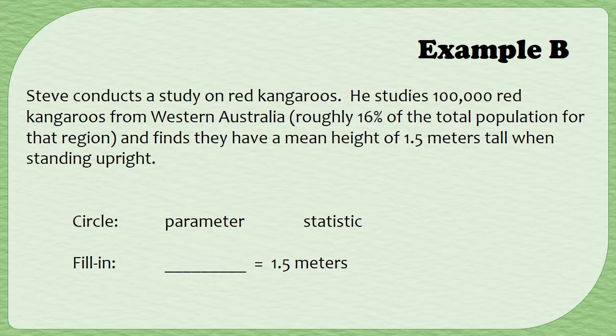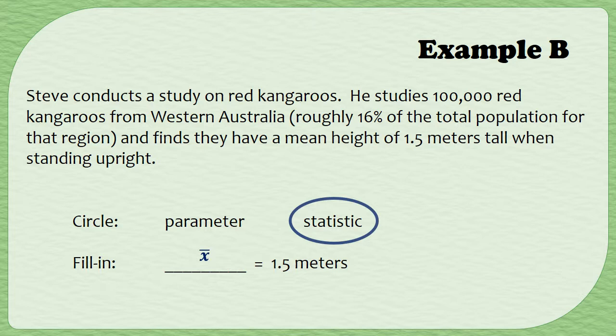Okay, hopefully you figured out the solution to this example. So it says that Steve studies 100,000 red kangaroos, which is about 16% of the total population. So this means Steve doesn't look at the whole population, he looks at a small group of it, 16% of it. So that means he's looking at a sample. Since this is a sample, Steve is reporting a statistic. Since it's also a sample mean, we're going to be using the x bar to represent this value. So x bar is 1.5 meters.